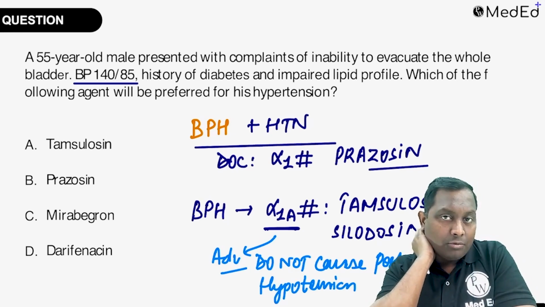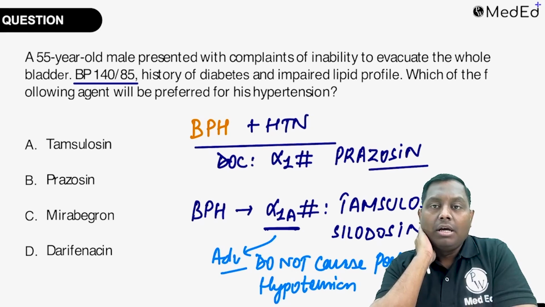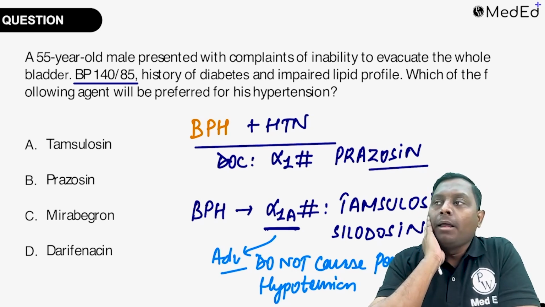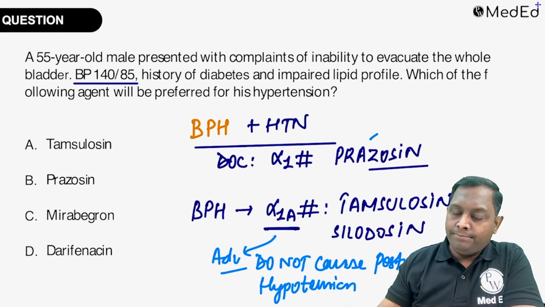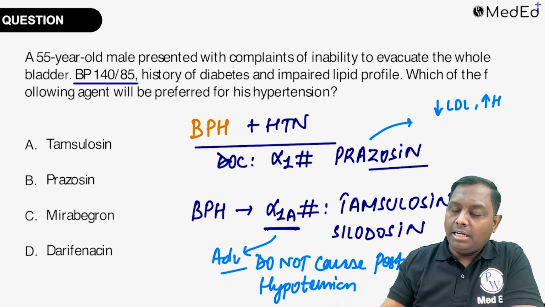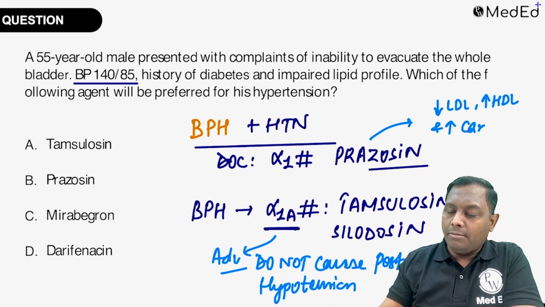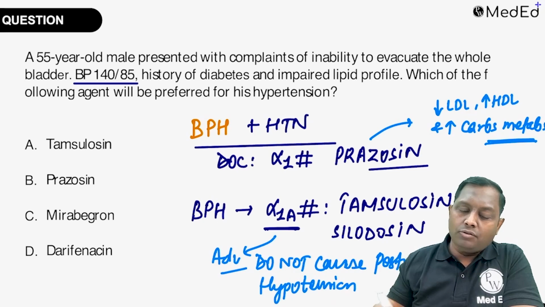So in this case scenario, because there is an impaired lipid profile, remember that alpha-1 blockers have been shown to improve the lipid profile as well, and they also improve carbohydrate metabolism. They have been shown to decrease LDL and increase HDL levels, and they also improve carbohydrate metabolism. That is why in diabetic and dyslipidemic patients we can also prefer them.